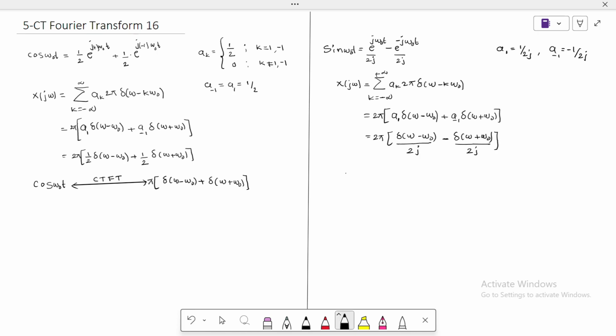So the 2 gets cancelled. Then the sine function sine omega naught t, a periodic signal, has continuous Fourier transform equal to pi by j. Pi by j is common, so that equals delta of omega minus omega naught minus delta of omega plus omega naught.